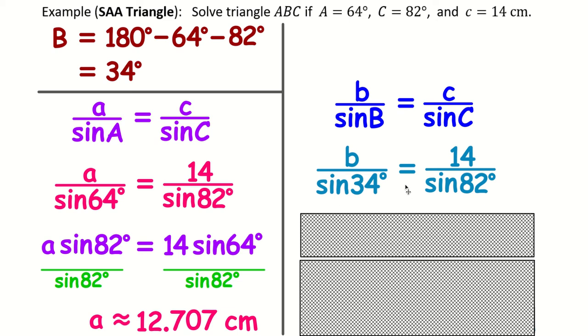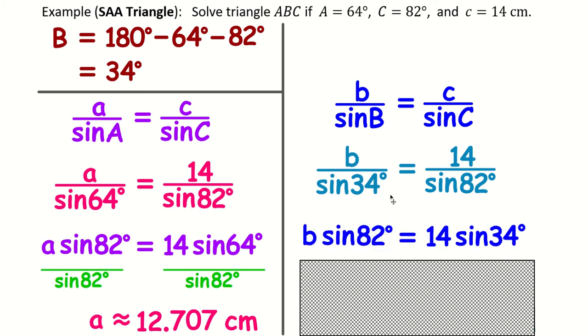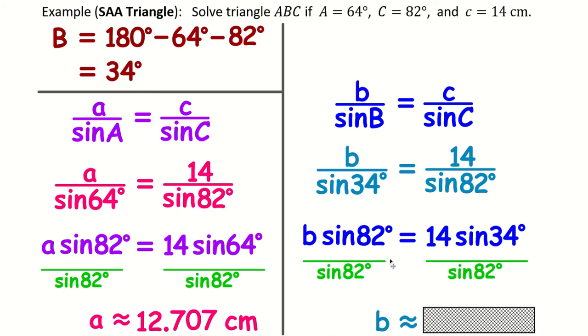And then, nothing new, it's the same thing again from before. We're going to be cross multiplying in our quest to solve for little b here. So cross multiplying, and again, wait one more step until we start going to our calculator. So b times the sine of 82 equals 14 times the sine of 34. Then, same as before, we're going to divide by that to get little b all by itself. Then we go to your calculator and type that in really quick.